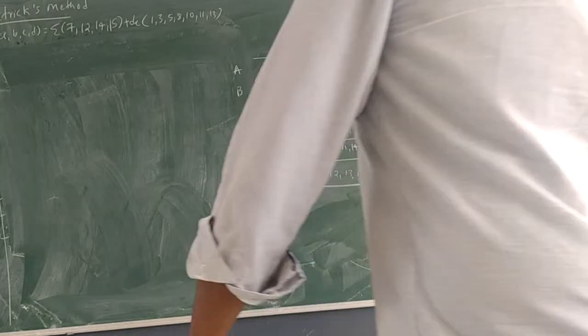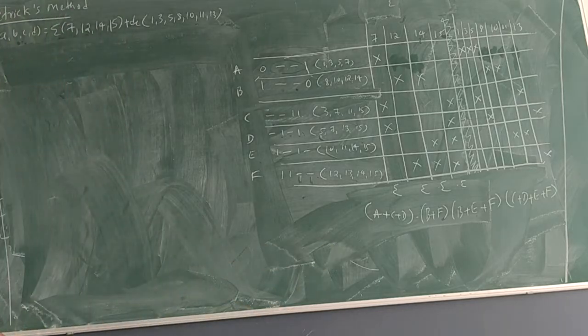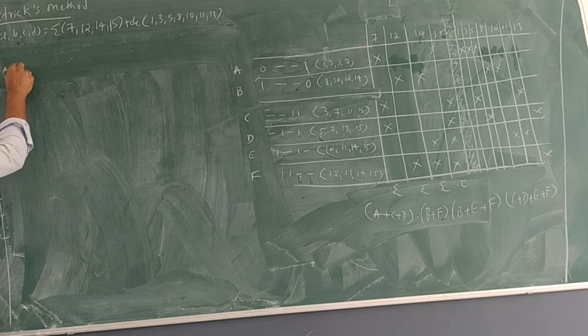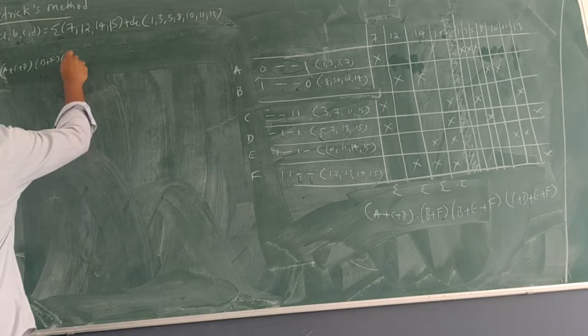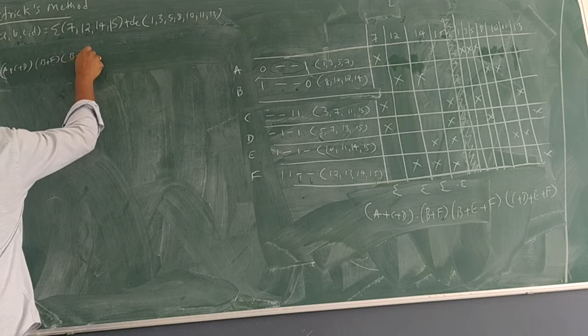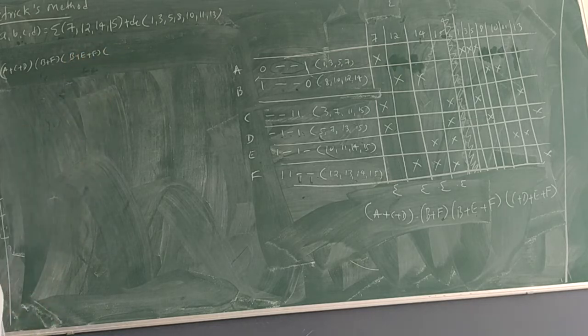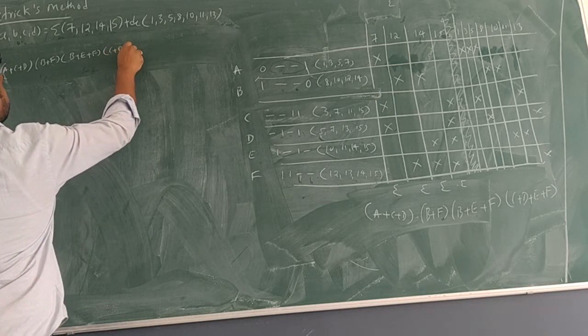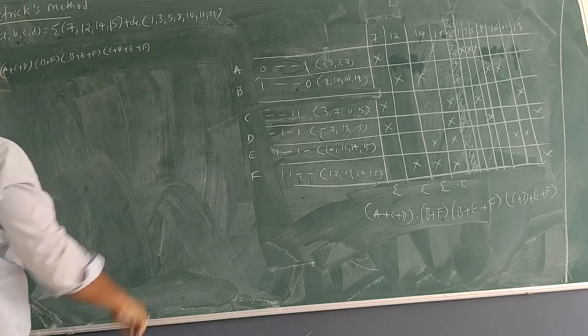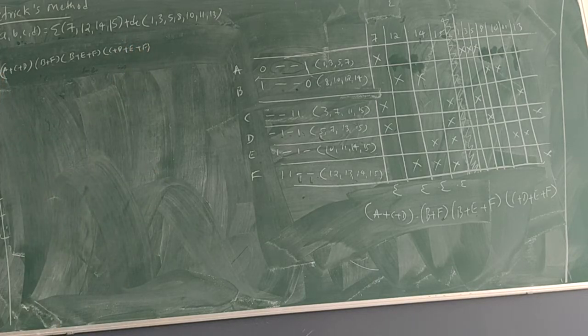Okay. Let's go for Petrick's simplification. So, what is the expression now? A plus C plus D into bracket B plus F into bracket B plus E plus F into bracket C plus D plus E plus F. Now it is a term of expansion.